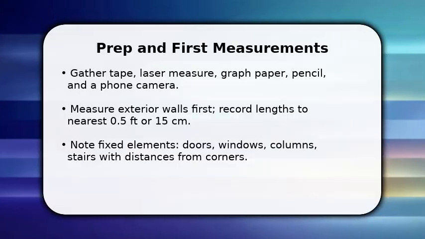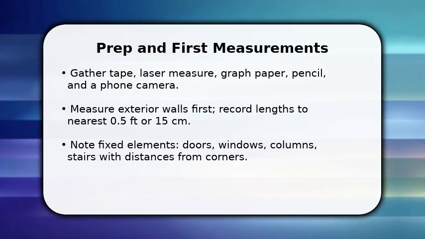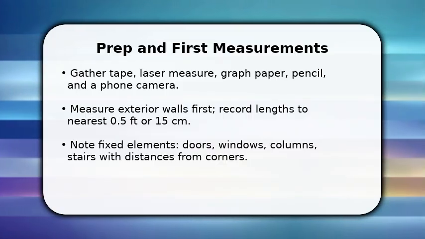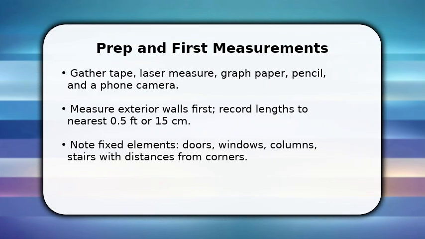You start by collecting measuring tools and a simple reference plan. This saves time later. Measure outer walls first because they set the shell of your layout. Record dimensions to the nearest 0.5 foot or 15 centimeters so scaling stays accurate. Once done, mark permanent features like doors, windows, columns, and stairs on the sketch, noting distances from adjacent corners. These anchors determine traffic flow and room placement. Make a quick photo for visual reference before moving to detailed interior walls.